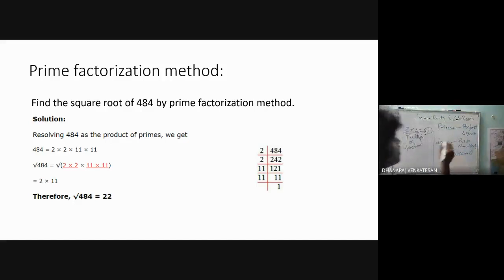Okay. Long division method is the old hand method, which is applicable for all numbers. All numbers you can find a square root using long division method. But this prime factorization method is very easy when compared to long division method. So we are going to see how to use prime factorization method and long division method.